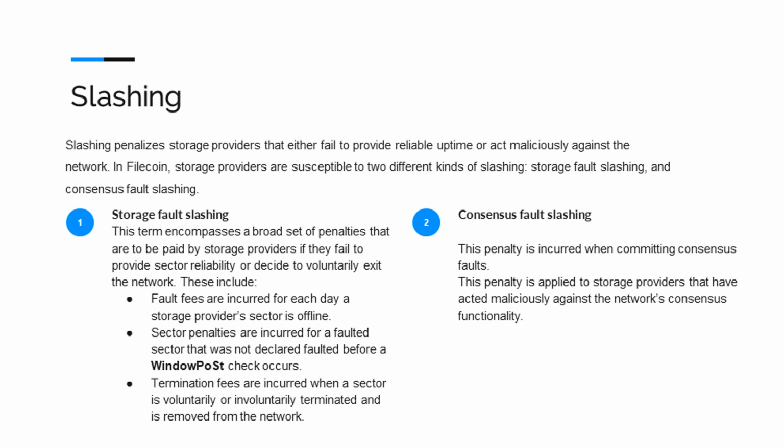This penalty is incurred when committing a consensus fault. This penalty is applied to storage providers that have acted maliciously against the network's consensus functionality.